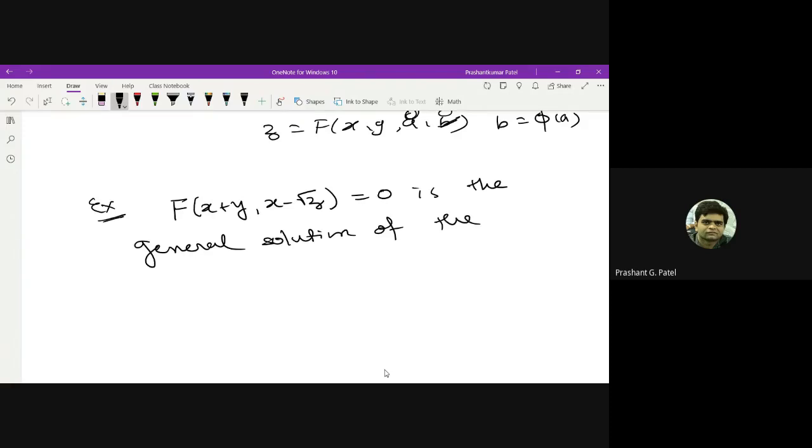of the equation p - q = 2 square root of z. But why? Because it contains one arbitrary function. So that is the general solution.